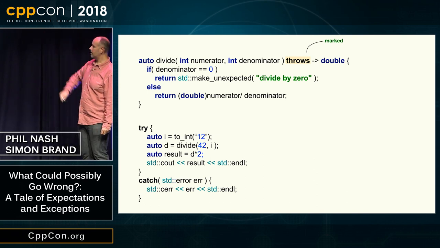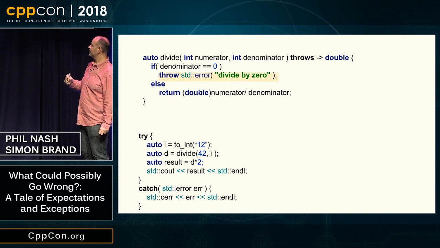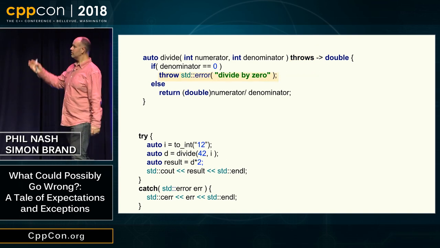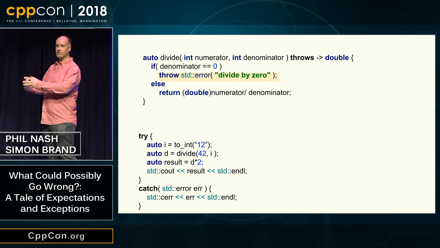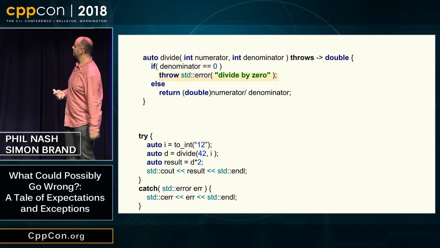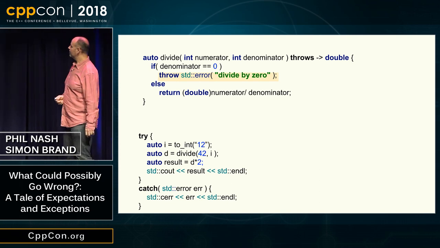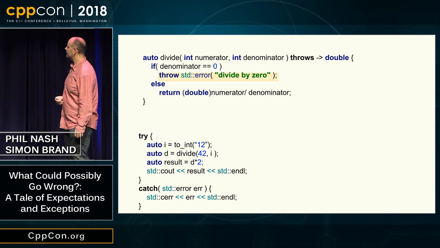And likewise, instead of returning an unexpected, we just throw it. And because we're in a function marked as froze, the compiler knows just to rewrite that to return make unexpected or something similar. So I think we're really getting somewhere here. What do you think, Simon? I think we are, yeah.